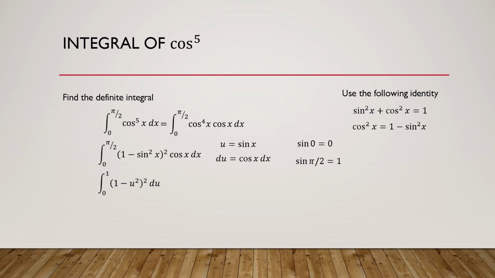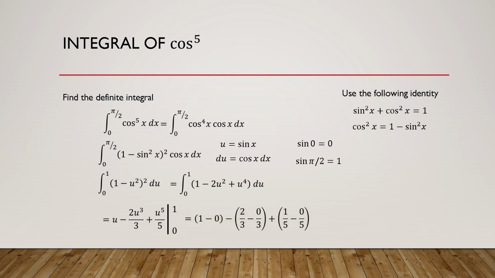We then FOIL the binomial squared to get the integral from 0 to 1 of 1 minus 2u squared plus u to the 4th du. We take the integral to get u minus 2u to the 3rd over 3 plus u to the 5th over 5 evaluated from 0 to 1. This gives us 1 minus 0 minus the quantity of 2 over 3 minus 0 over 3 plus the quantity of 1 over 5 minus 0 over 5. We can simplify to 1 minus 2 over 3 plus 1 over 5, or 8 over 15.